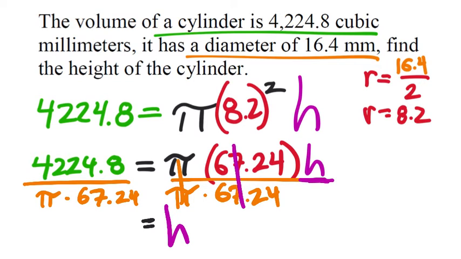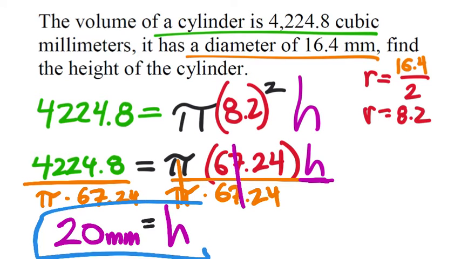But I need to evaluate that: 4,224.8 over pi times 67.24 in the denominator specifically. So since I have it set up like a fraction, I'm using the N over D button. And in the denominator, I'm showing pi times 67.24. When I push enter, I got a syntax error because I typed it in wrong. But I got 19.999993467. If I rounded that to the nearest tenth, hopefully that's not too hard, it's 20. 20 millimeters. And as it turns out, that's the answer we wanted, the height of that cylinder.